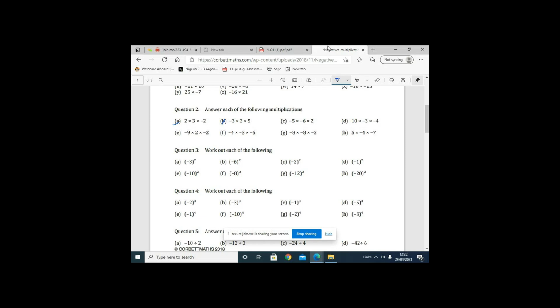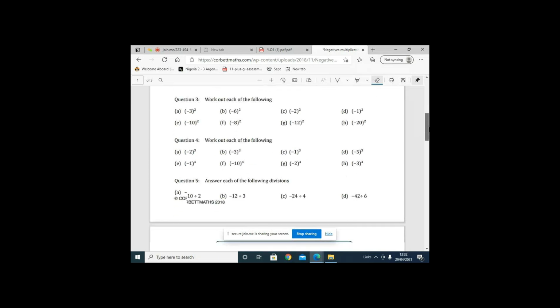The first one is -12. So you have to do 2 times 3 is 6. Then 6 times minus 2 is minus 12. Yes. And the B is -30. Minus 2 times minus 3 times 2 is... minus 6. Then minus 6 times 5 is what? Minus 30. Thank you.